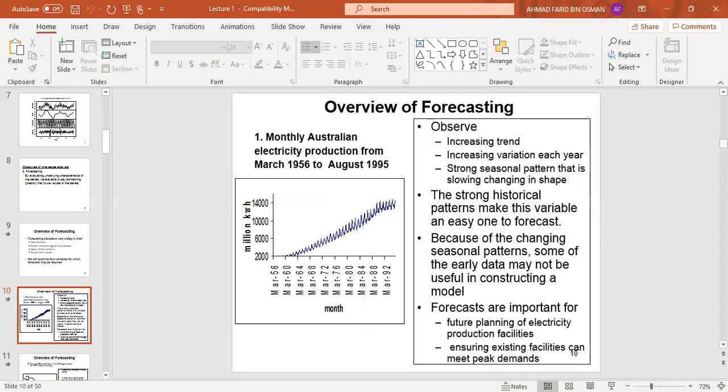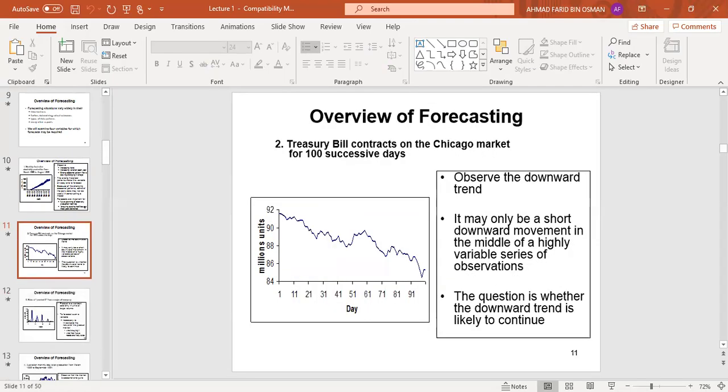And now consider another example. Treasury bill contract on the Chicago market for 100 successive days. This is the daily data. Observe the downward trend. The values keep decreasing. It may only be a short downward movement in the middle of a highly variable or volatile series of observations. So you also need to take that into account.